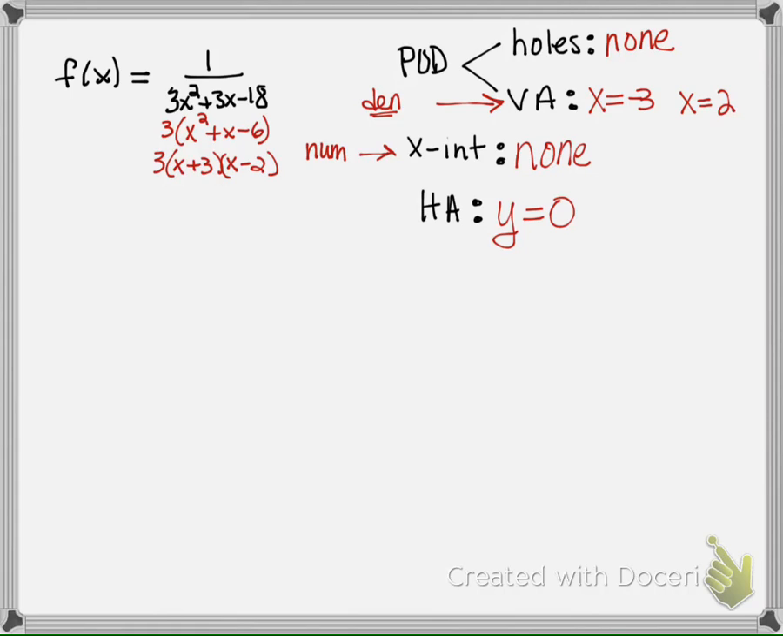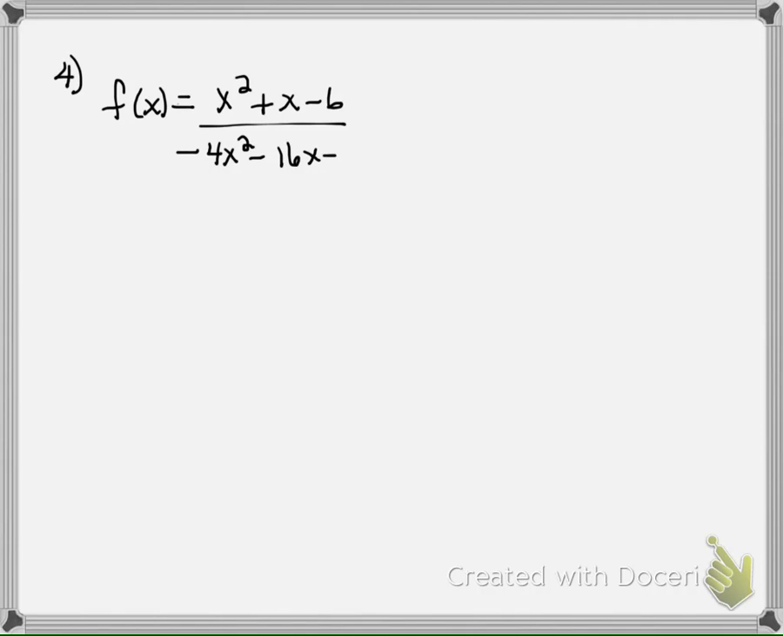Any questions? So I want you to jump down to do number 4 next. I mean, you have to do 2 and 3 later, but... You have x squared plus x minus 6. Negative 4x squared minus 16x minus 12.